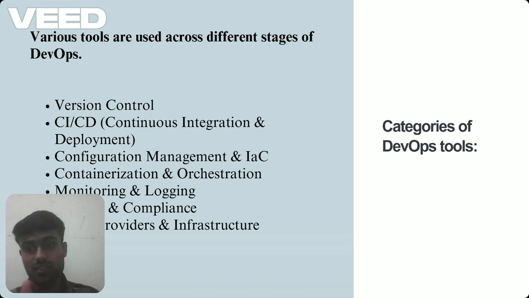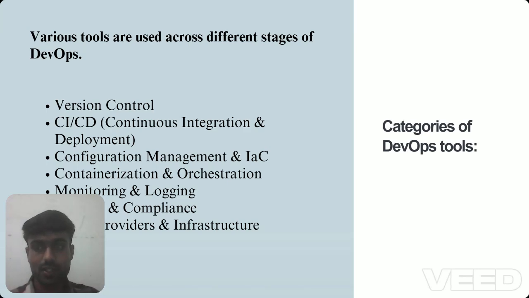The first category is version control. If we talk about version control, there are tools like Git, GitHub, and Subversion (SVN). The second category is CI/CD, also called continuous integration and deployment. Under that we have tools like Jenkins, GitHub Actions, and CircleCI. Then under configuration management and infrastructure as code (IaC), we have Ansible, Puppet, and Chef.